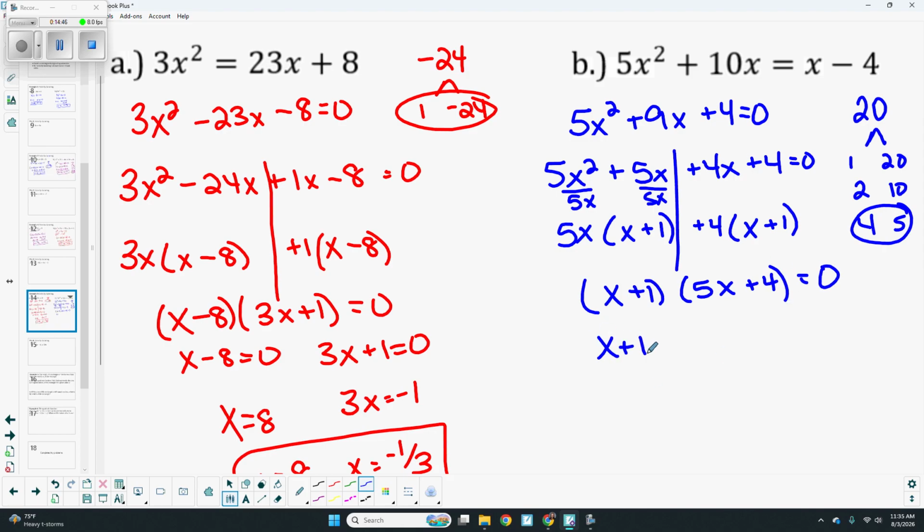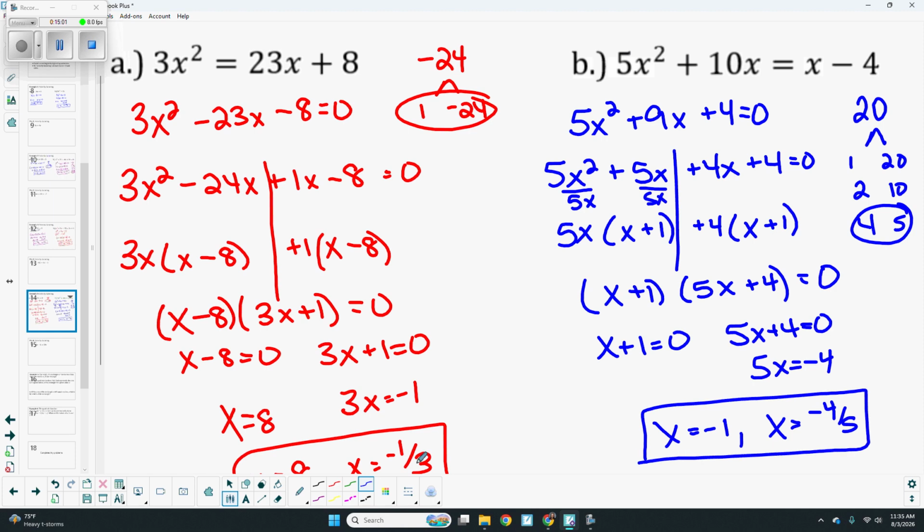So we're going to have x plus 1 is 0 and 5x plus 4 is 0. I'm going to solve this one first. So 5x would equal negative 4 and x would equal negative 4/5. And here we just minus the 1, so x would be negative 1.